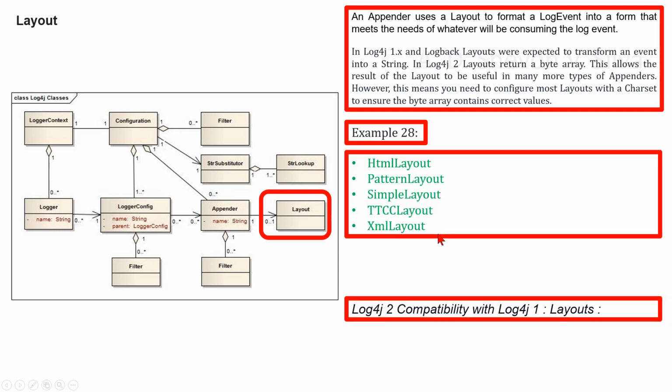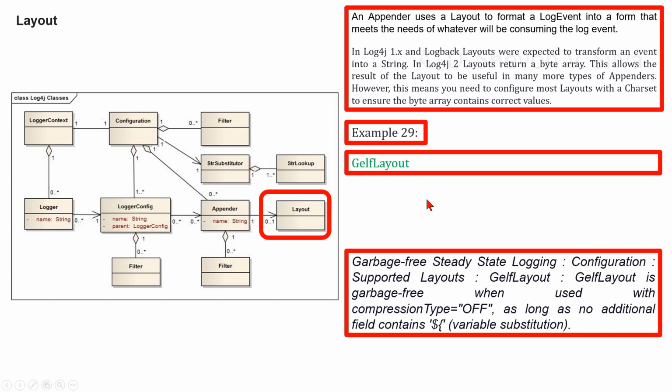Now we are considering layouts in Log4j 2 compatibility with Log4j 1: HTML layout, pattern layout, simple layout, TTCC layout, XML layout. Now we are considering supported layouts in configuration in garbage-free steady state logging. GELF layout is garbage free when used with compression type equal off, as long as no additional fields contain a $ sign, that is, a variable substitution.